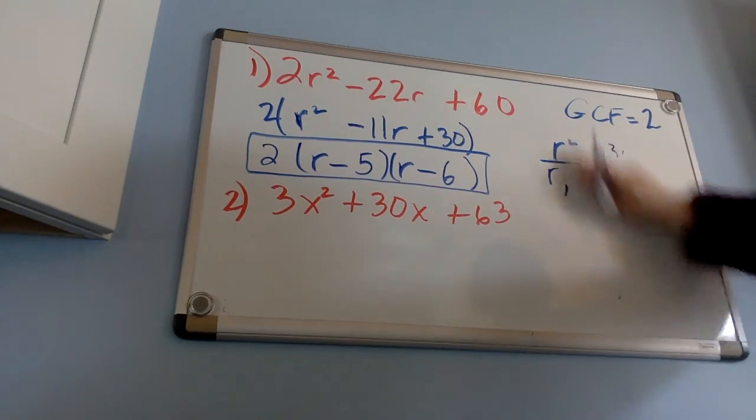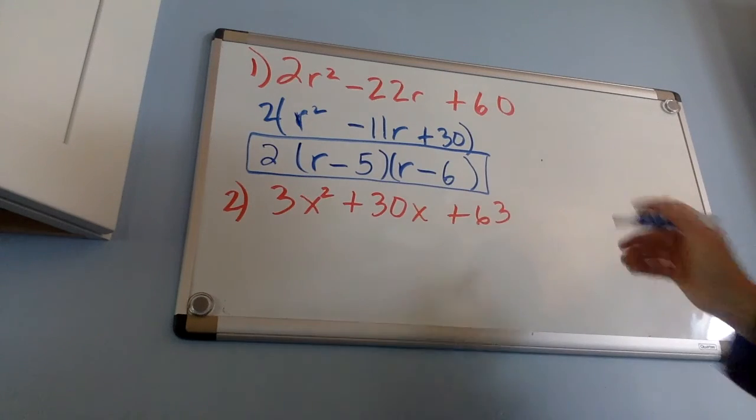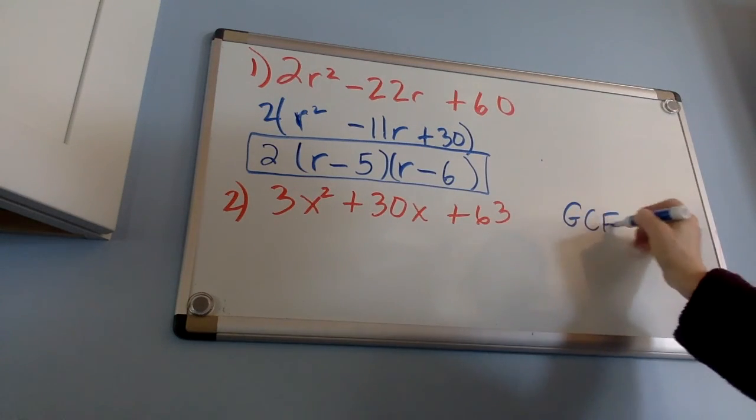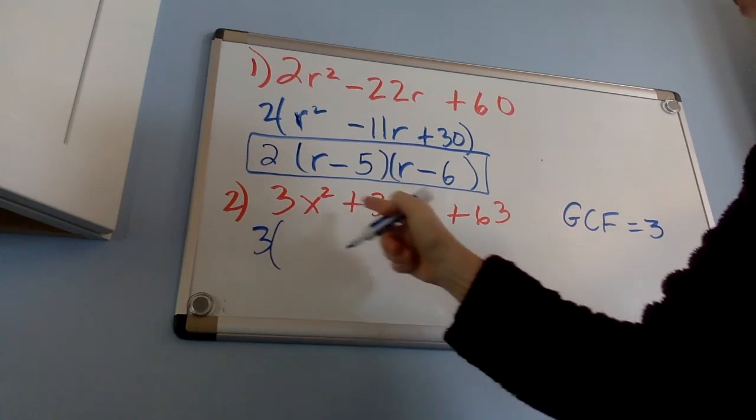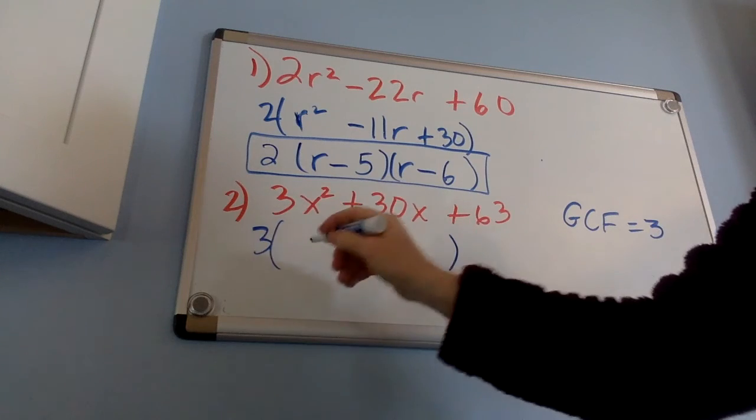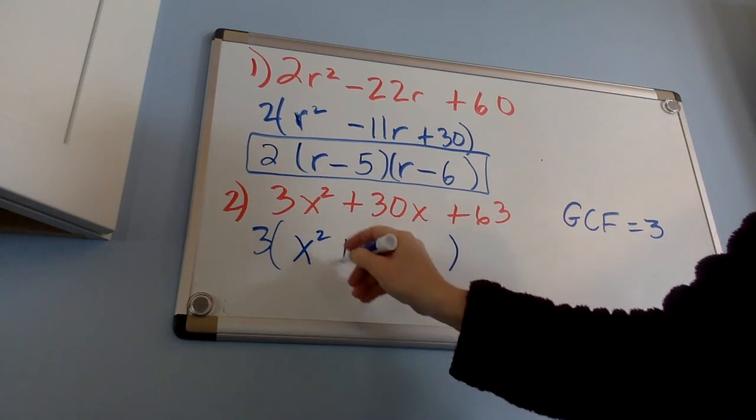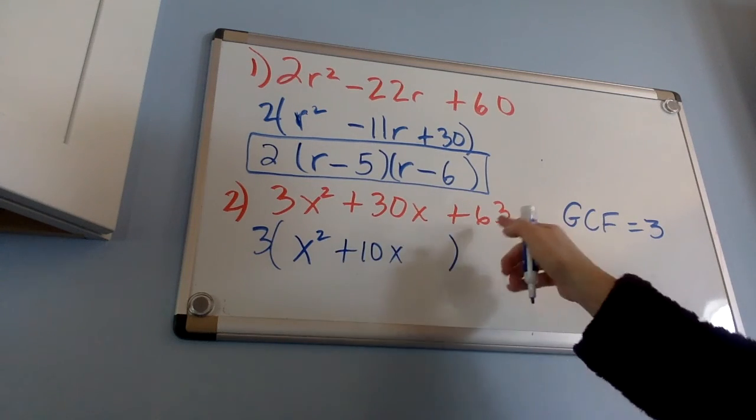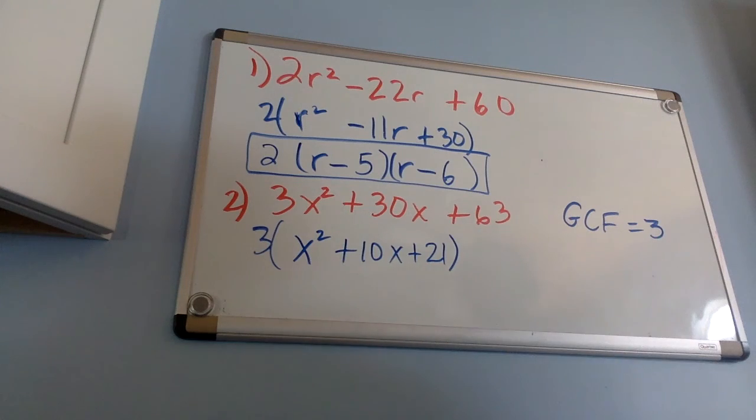For number 2, the greatest common factor is 3. So I'm going to pull 3 outside of the parentheses. And if I divide all 3 terms by 3, I'll get what's in the parentheses here. When you divide this by 3, you get x squared. Divide positive 30x by 3, and you get plus 10x. Divide 63 by 3, and you get positive 21.